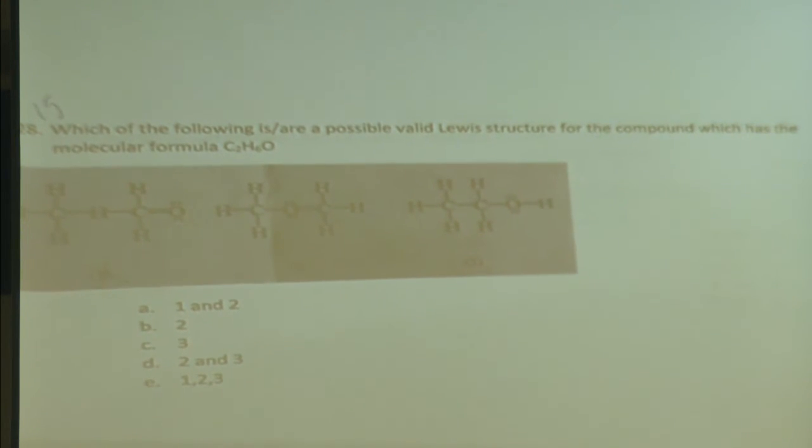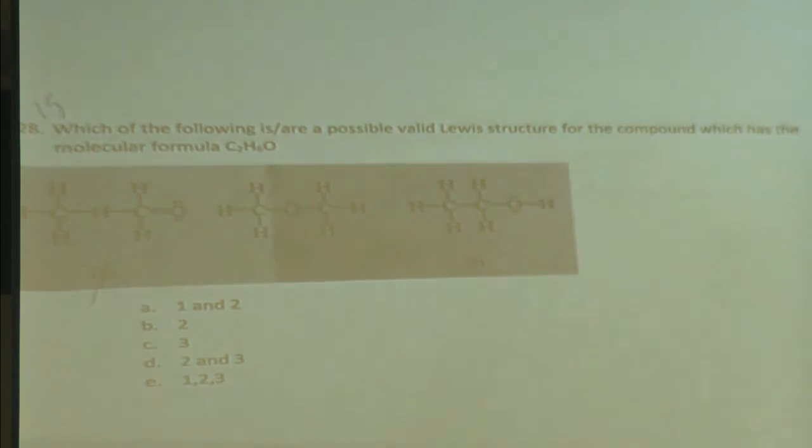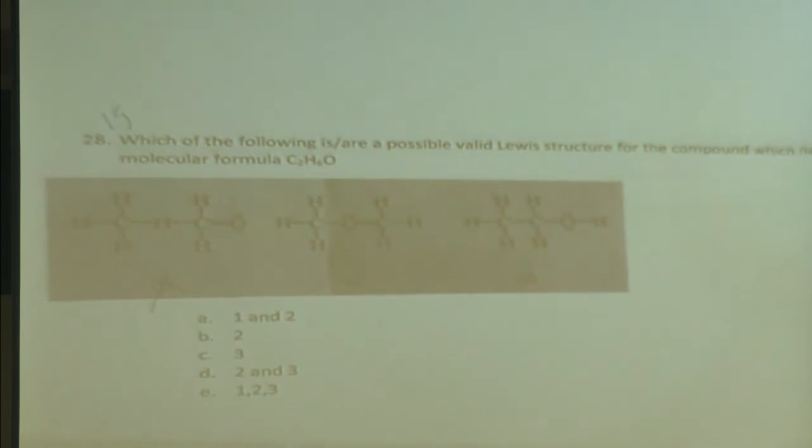Which of the following are a possible valid Lewis structure for the compound whose molecular formula is C2H6O? Does everybody see this big X right here? That means 1 is incorrect and 2 and 3 are right. Yeah, they pretty much did the work already for us.